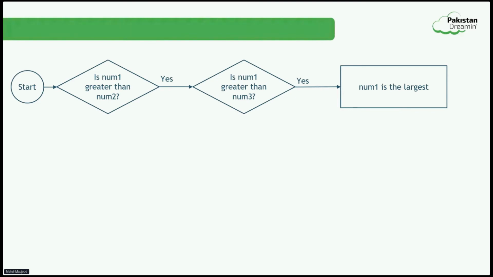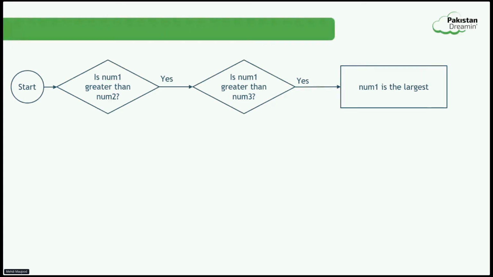Now, this is the first part of my flowchart. So the first question I would ask is, is num1 greater than num2? And if the answer to that is yes, num1 is greater than num2, then I'd ask, is num1 greater than num3? And think about this. If num1 is greater than num2, and num1 is also greater than num3, that's pretty clear. Then we have the answer. Num1 is the largest.